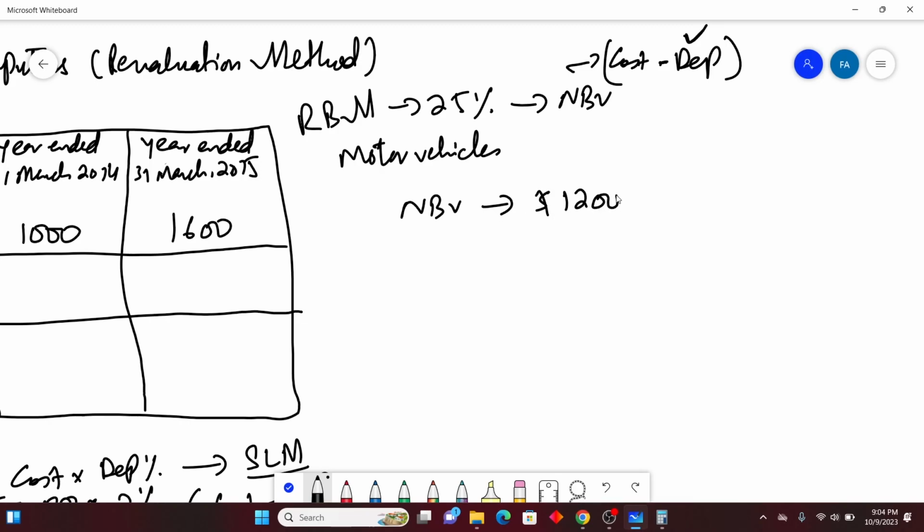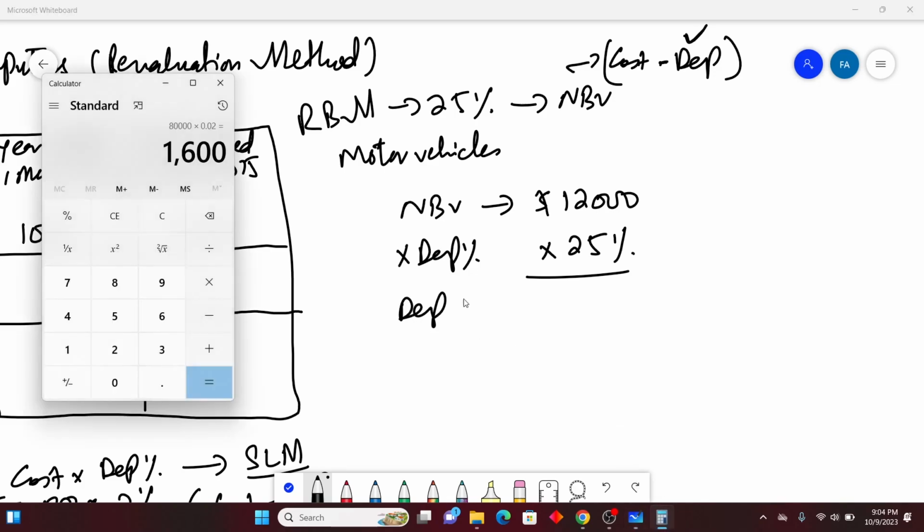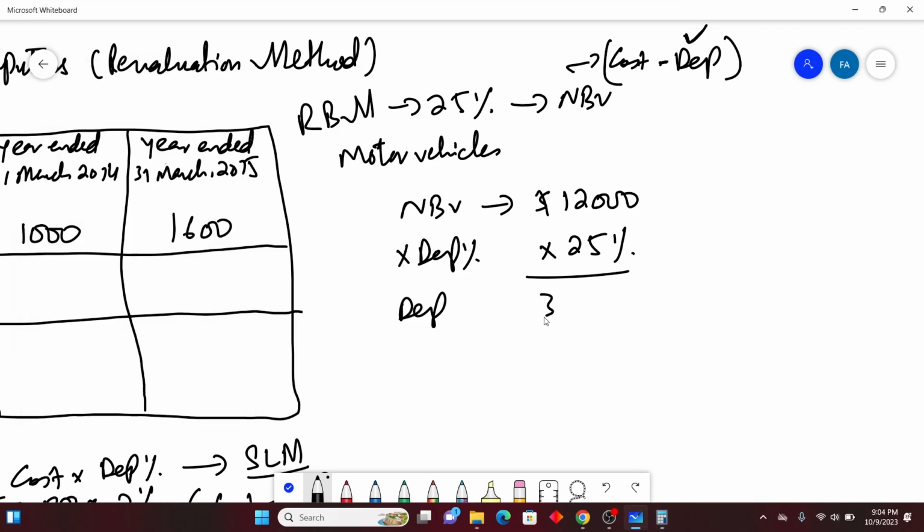12,000. Sir, how do you get 12,000? The 12,000 value is already given in the question. Multiply it by the depreciation percentage, which is 25%. I'll get the answer for depreciation, which is 12,000 multiplied by 0.25, which will give me the answer of 3,000. So my depreciation for the first year is 3,000 for motor vehicles.